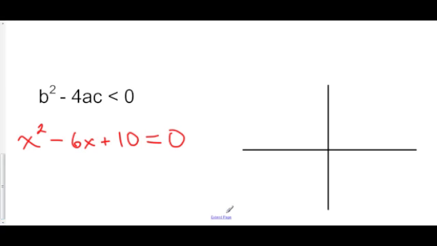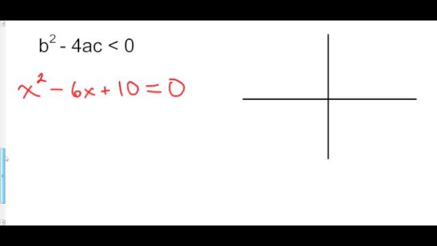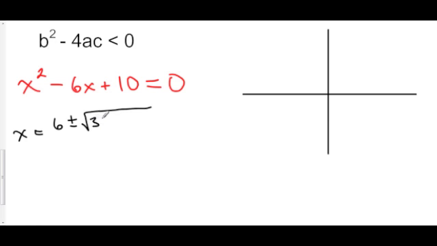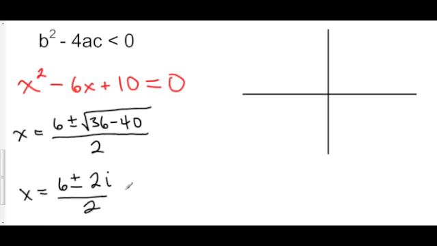And of course, there's one more case. What happens when the discriminant is negative? Well, let's take a look. x is equal to negative b plus or minus the square root of b squared minus 4ac, that's 40, all over 2a is 2. So x is equal to 6 plus or minus the square root of negative 4 is 2i, and this is all over 2, and this is equal to 3 plus or minus i. So when our discriminant is negative, we have two complex roots.